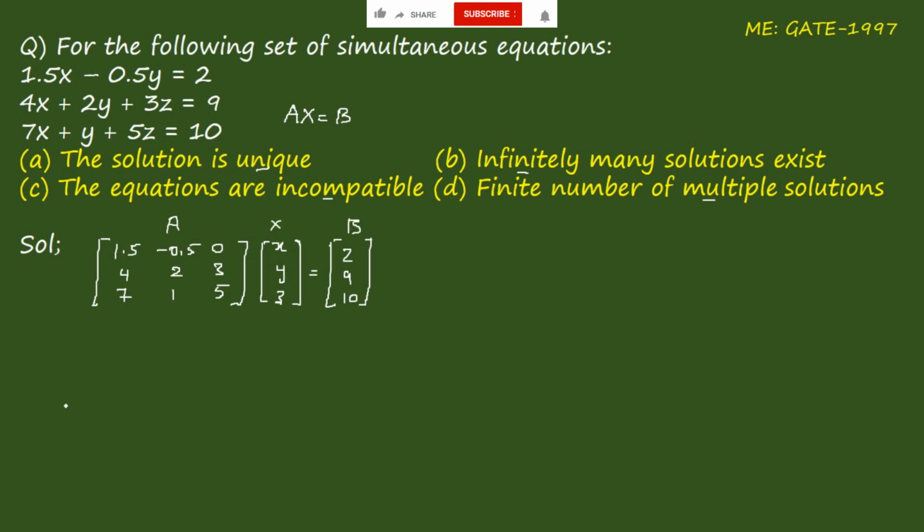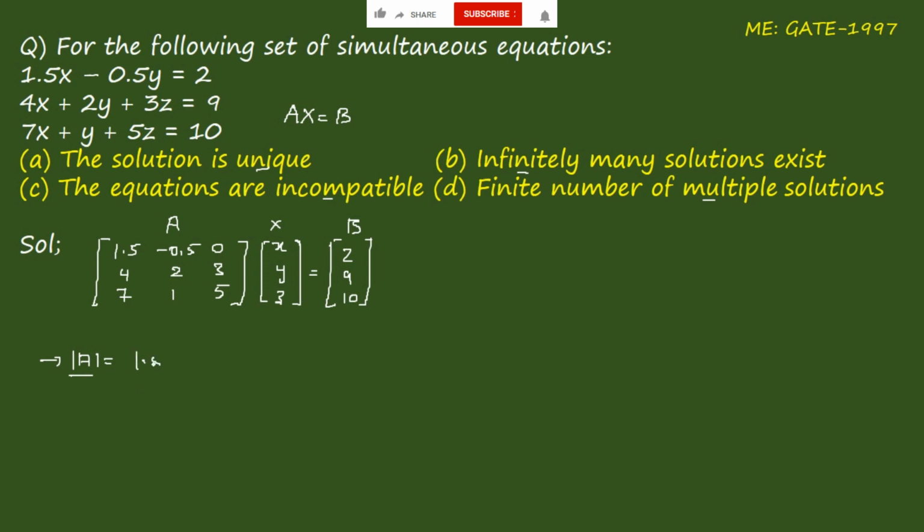Now first, what you do is find the determinant of matrix A. If you get it as 0 or not 0, by that we can find out whether it has a unique solution, or whether it is incompatible or has infinitely many solutions. First we'll find the determinant of matrix A. By that we will determine the rank of the matrix.